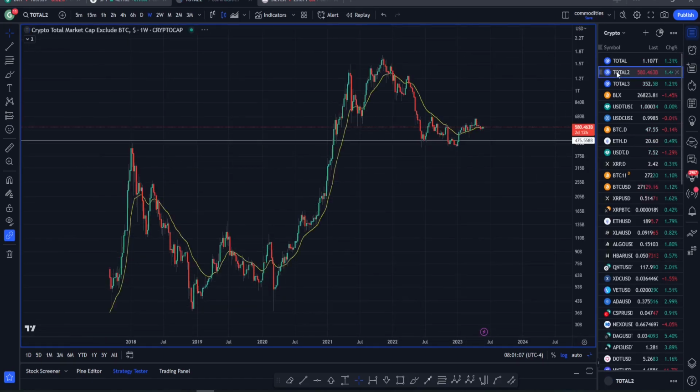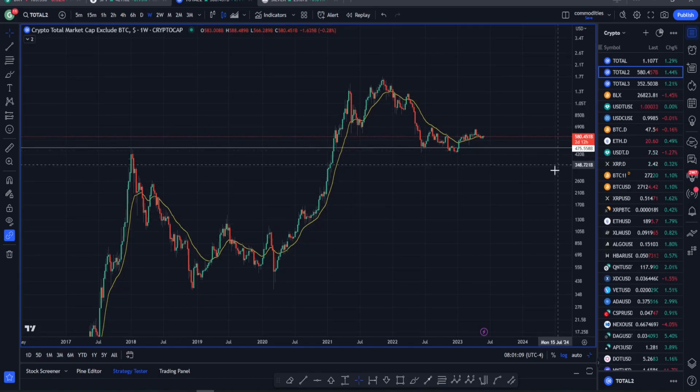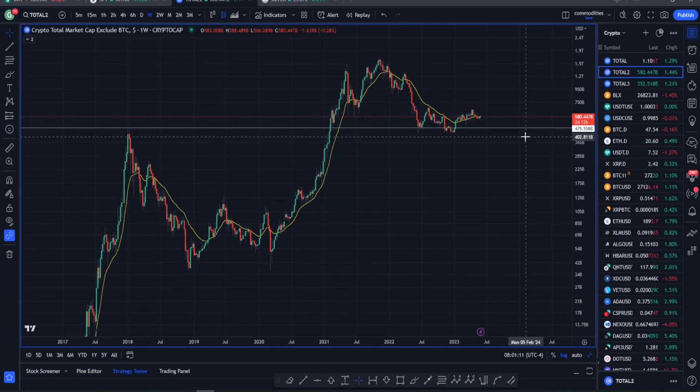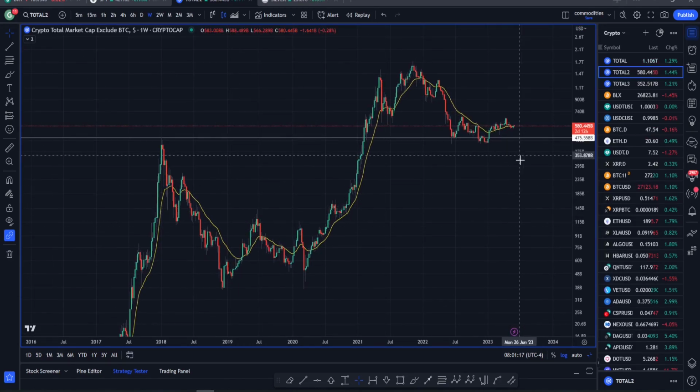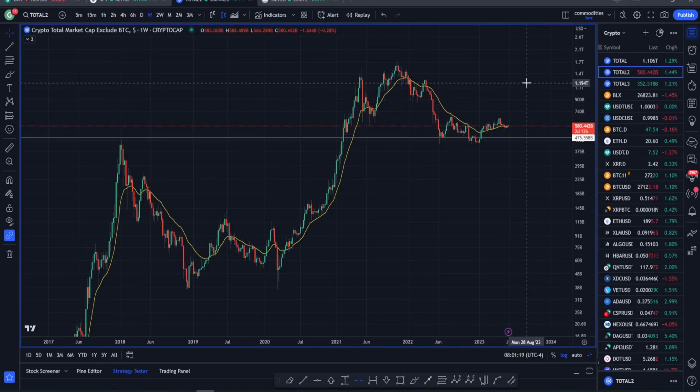Now we can look at the altcoin market. We'll look at total 2. So what total 2 is, is the total market cap, but it excludes Bitcoin. So Bitcoin is not in this data set here. As you can see, the total cryptocurrency market cap excluding Bitcoin is sitting here at $580.4 billion.